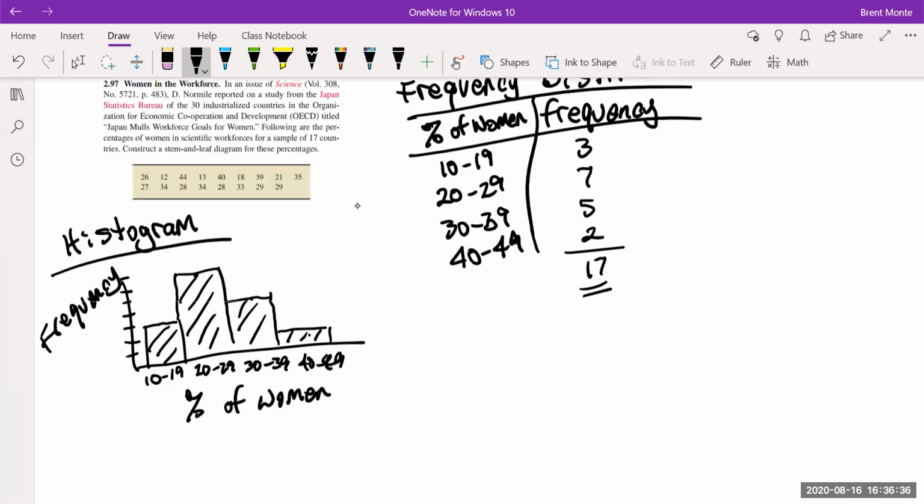We can't change the order of the bars. We wouldn't want to put the 20s before the 10s. That wouldn't make any sense. Because when we look at this, we say, oh, it's going from lowest to highest. So the bars always touch with quantitative data. We'll go ahead and say that. Bars touch with, I have room here, quantitative data.